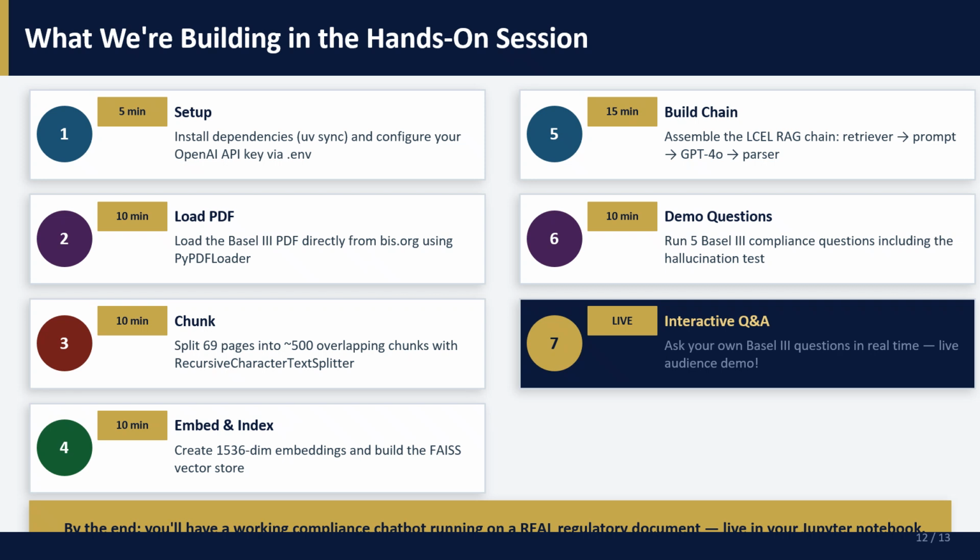Step 5 is assembling the LCEL chain. And in step 6, you will run 5 pre-written Basel III compliance questions, including the hallucination test we just saw on the previous slide. Step 7 is the live demo, which is completely open. You can ask any Basel III question you want in real time, and we'll see the system answer it live. By the end of the session, you will have a working compliance chatbot running on a real regulatory document, which will live in your Jupyter notebook. And it's not a toy, it's a real production pattern RAG pipeline.